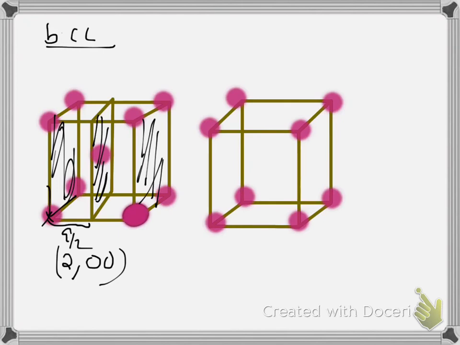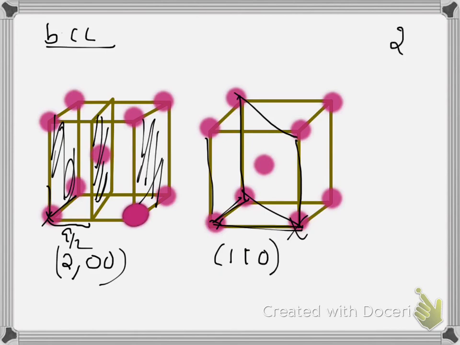Next one is a plane like this. This rectangular or diagonal plane has a particle at the body center. This is the origin, then x, y, z, with intercept at x at unit distance, intercept at y at unit distance, and parallel to the z axis. Two planes have been completed, 2 0 0 and 1 1 0. Sorry, 1 1 0.